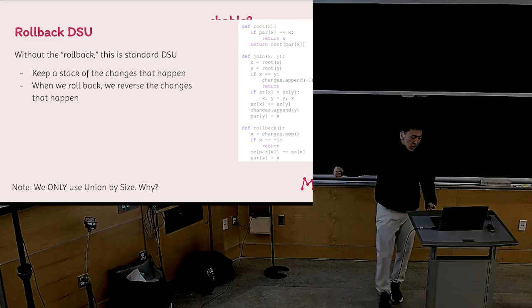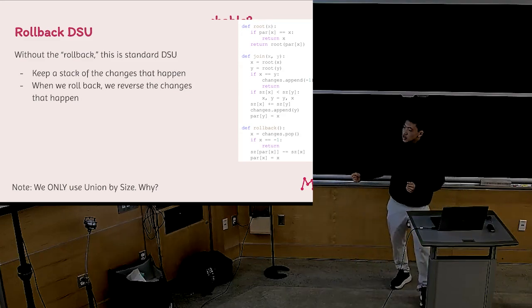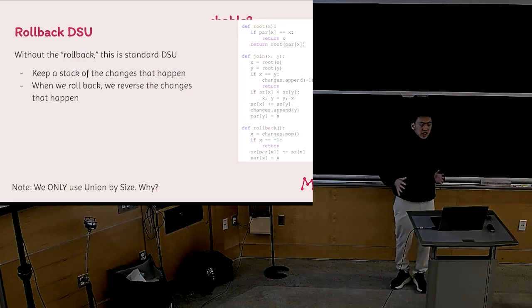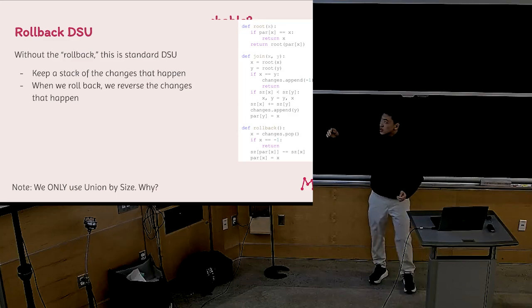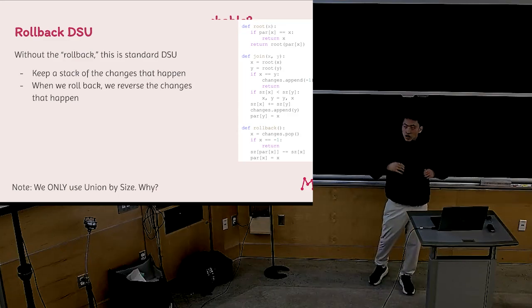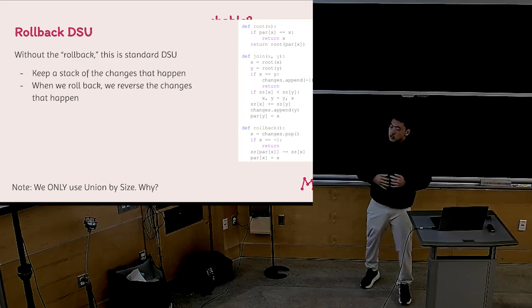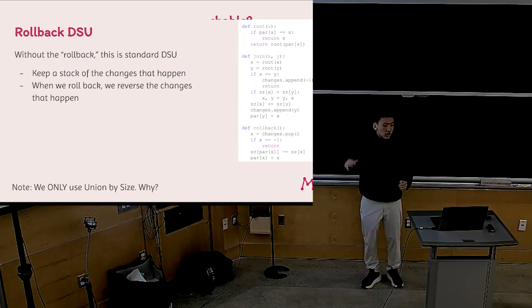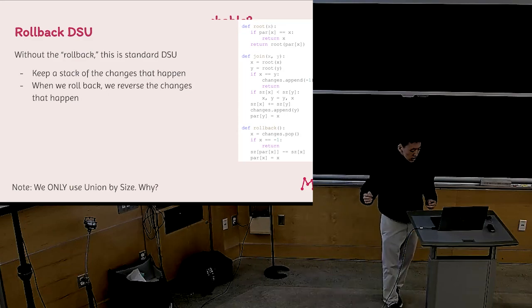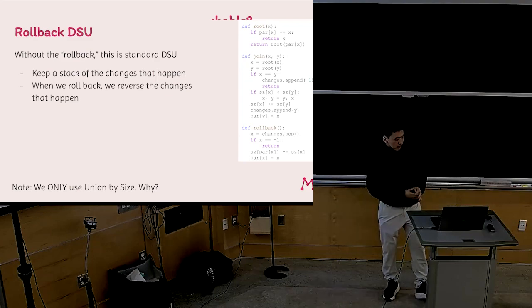But as you can see, we have a couple of additions in here, and what those do is store all the changes that we make when we make a merge. When we make a merge, we change the parent of y to be x, and we also update the size of x to incorporate the new elements. And when we roll it back, we can just pop the last change off of the stack and then modify the changes that we made accordingly.